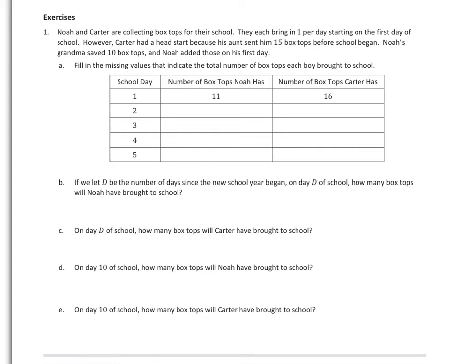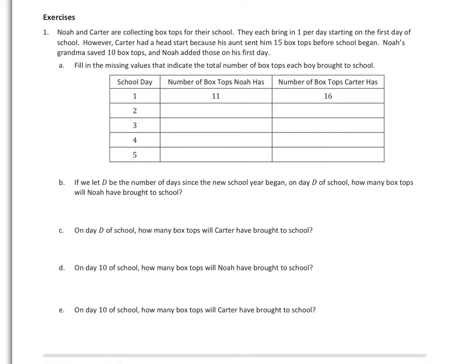Okay, exercise number 1. Noah and Carter are collecting box tops for their school. They each bring in one per day starting the first day of school. However, Carter has a head start because his aunt sent him 15 box tops before school began. Noah's grandma saved 10 box tops, and Noah added to those on the first day of school.